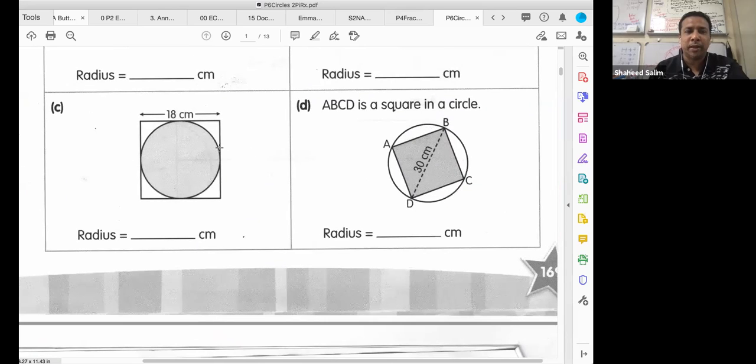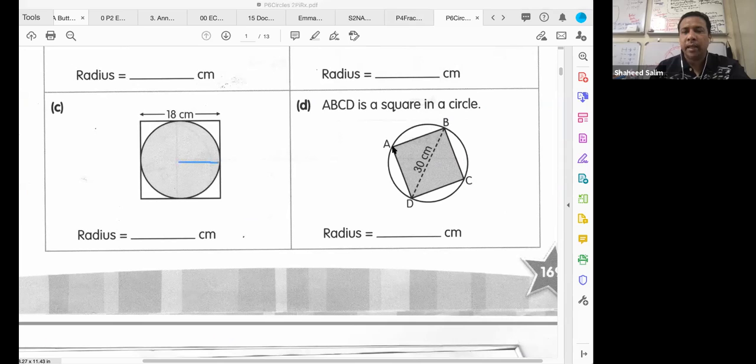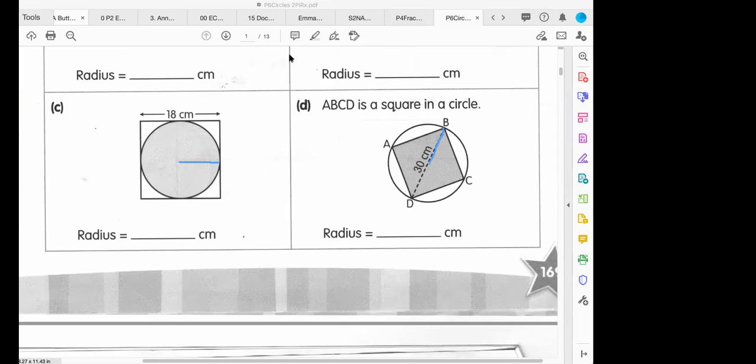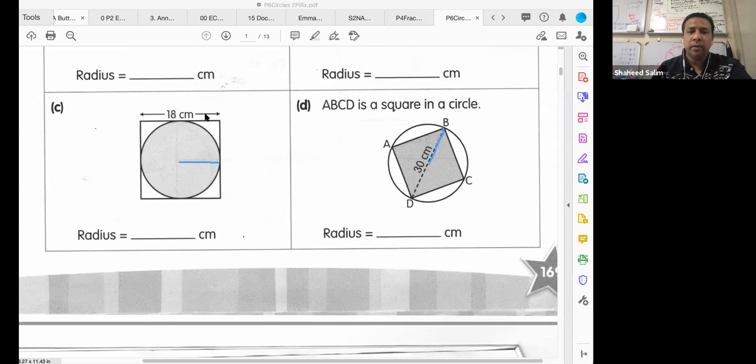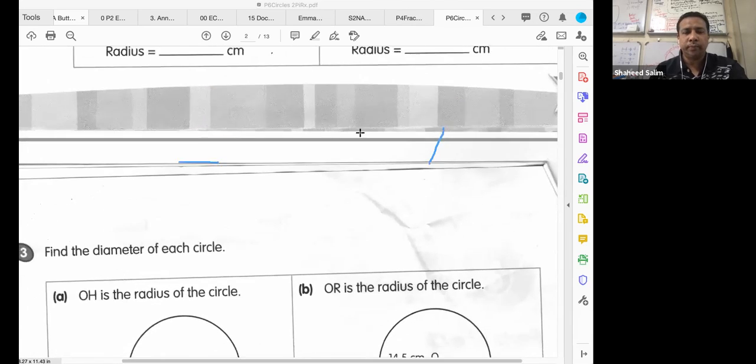So, Ilhan, what is the radius for this one, C? Just divide by 2. Radius is from here to here, 9. Okay, good. Then what about this one? What's the radius? 15. Okay. All right. So we move on. You need this basic stuff because soon we are going to the next one.